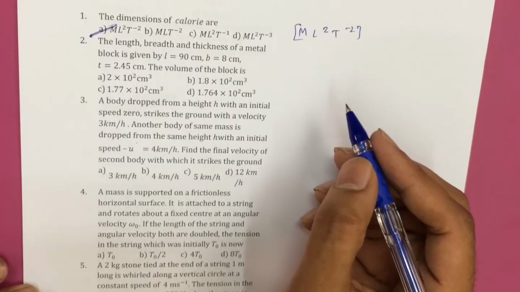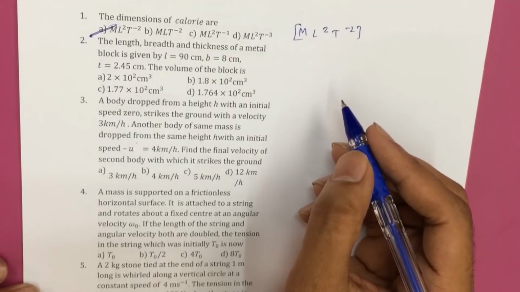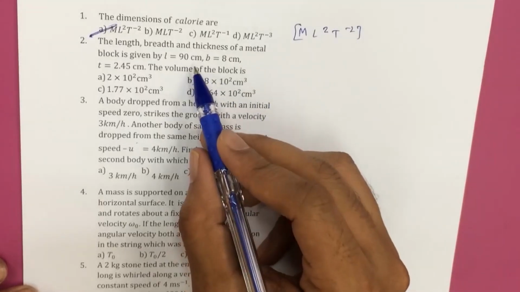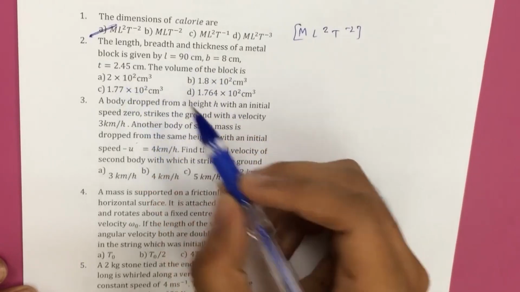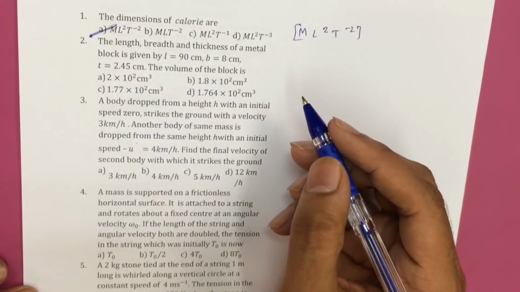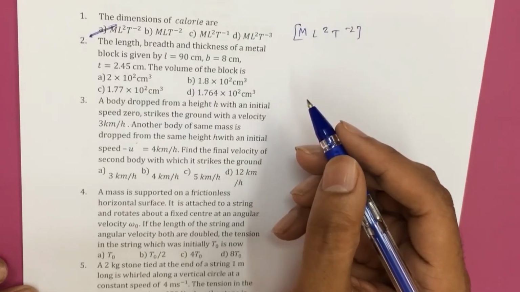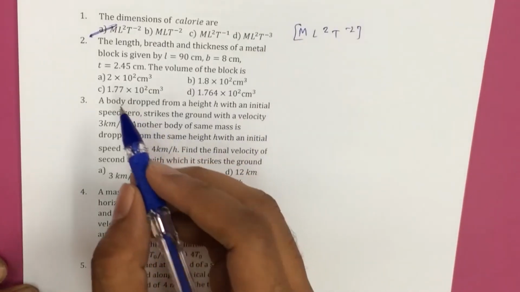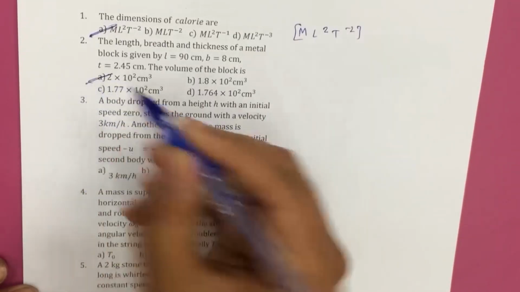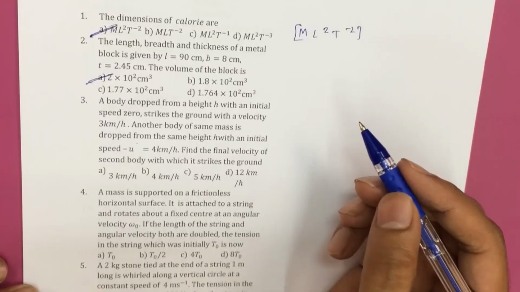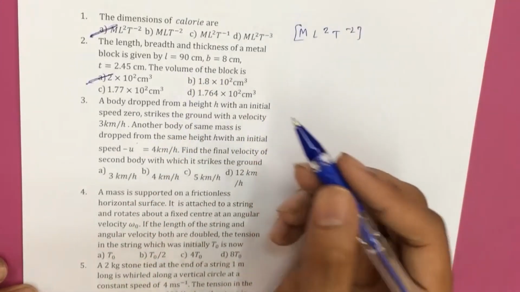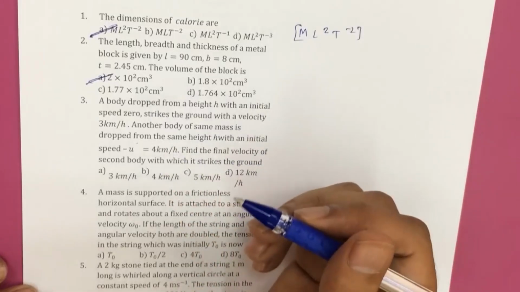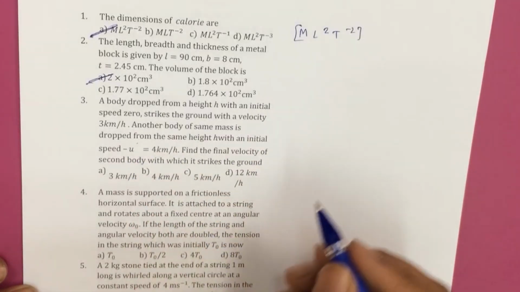Question 2. The length, breadth and thickness of a metal block is given by L equals 90 cm, B equals 8 cm and thickness 2.45 cm. The volume of the block is. Now the correct answer would be option A. Volume of a block would be length into breadth into thickness. That would give you option A as the answer.